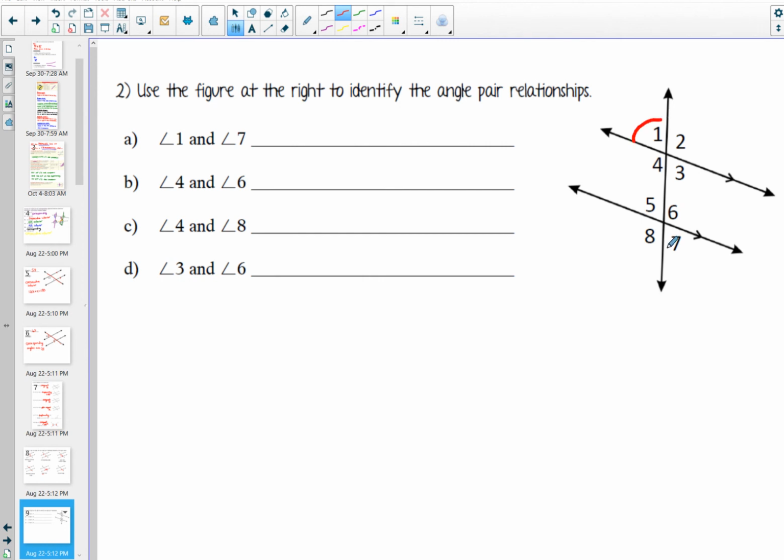I love that you want to participate, Malachi, and tell me the answer, and that's awesome. But let everyone engage their brains before I give them the answer, okay? Y'all got this one written down? Angles 1 and 7? Daniela, you got it?